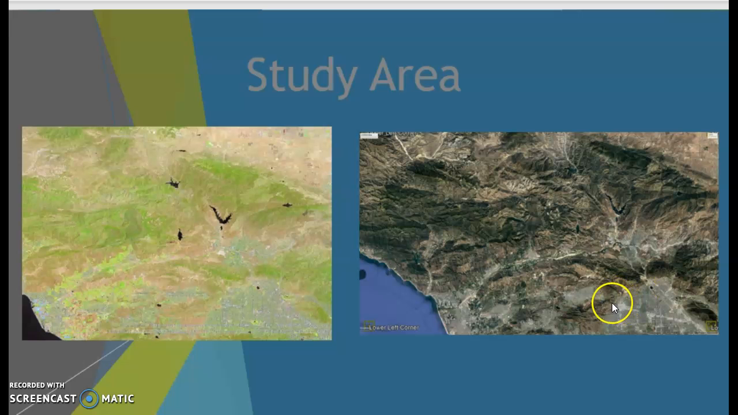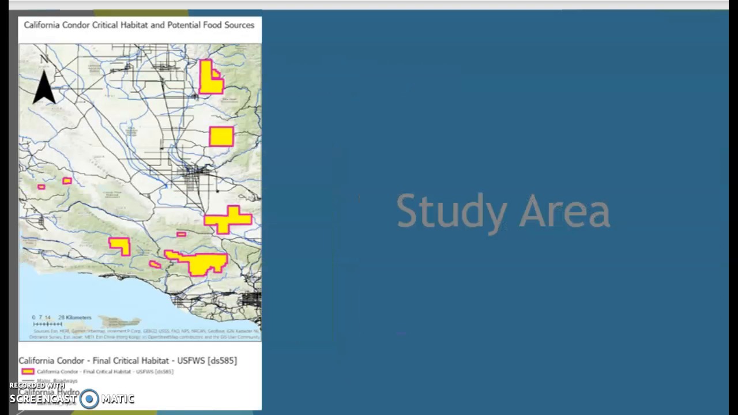Both of these images provide me with different things, but they're both very helpful when trying to figure out what exactly the causes are for the condor population change. As you can see, there are a lot of roadways, and there seems to be a metropolitan area down here. So that can definitely be an area where condors get their food or also sustain injuries. So here's another view of my study area.